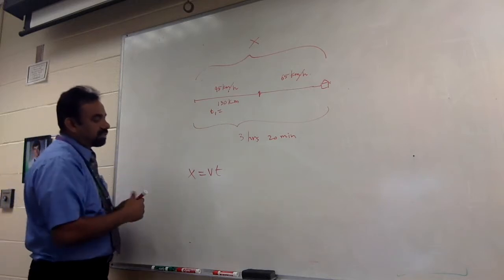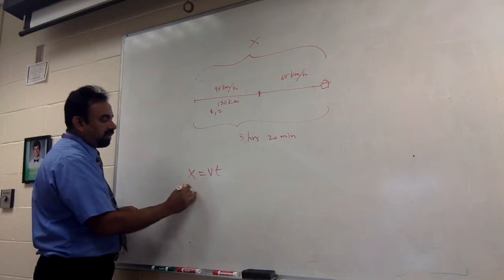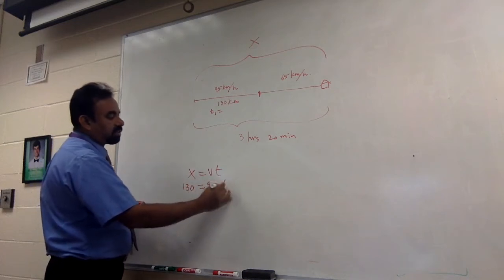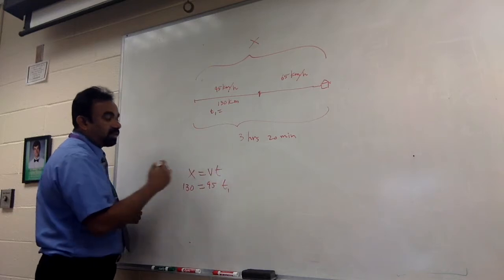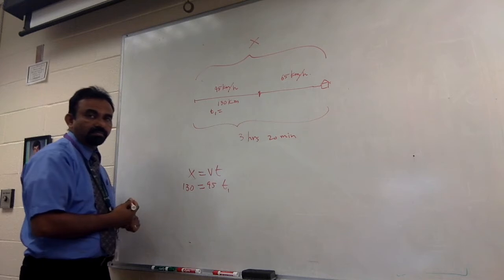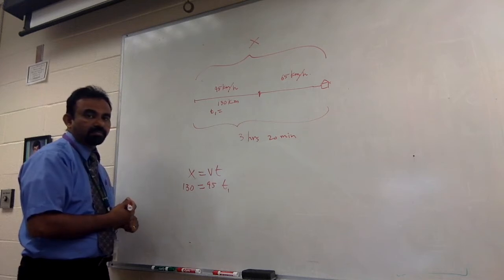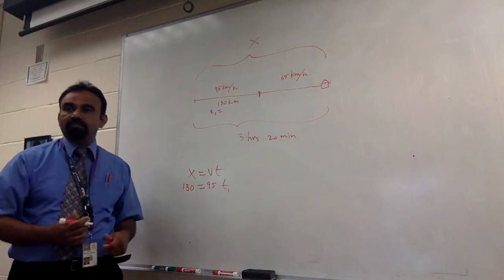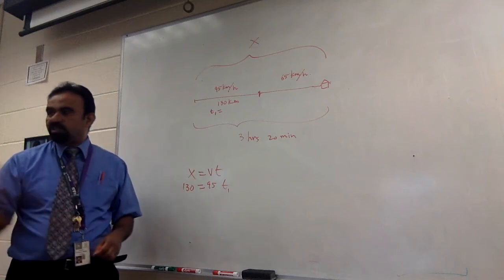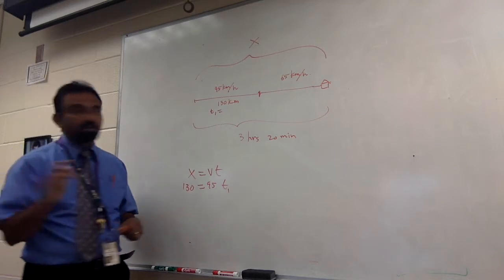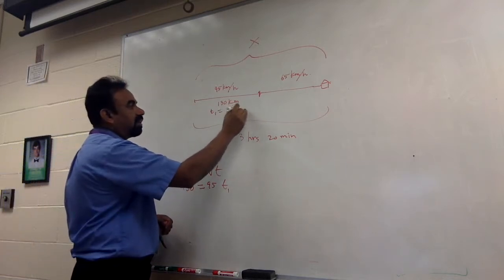And so using this, we have the displacement 130 and you have the speed is 95. And so what is time t1? Figure that out. How much is it? How much is this time? No, just get me decimals. 1.37 hours.